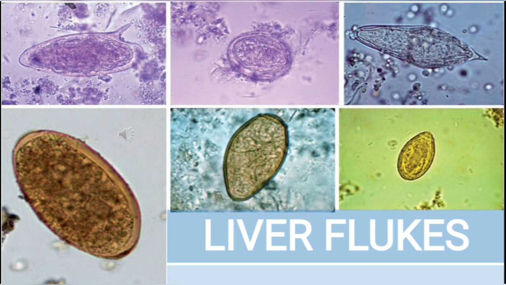Fasciola species are large digenetic trematode species belonging to the family Fasciolidae. They are parasites found in the liver and biliary passages of humans and herbivorous mammals, especially ruminants. Fasciola hepatica, also known as the temperate liver fluke, and Fasciola gigantica, also known as the tropical liver fluke, are the causative agents of fascioliasis. Now let us discuss them one by one.